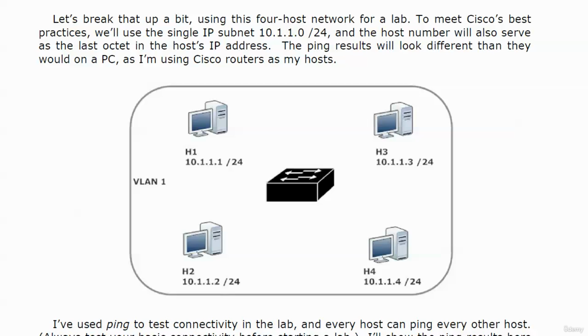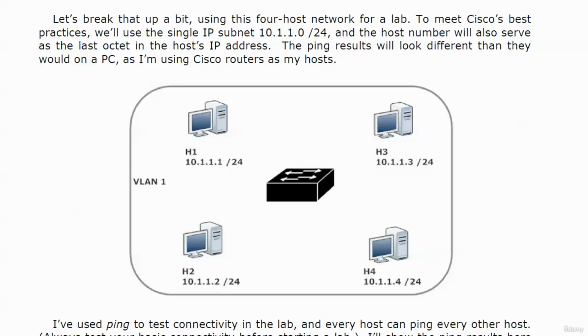And what we're going to do is configure the network so that a broadcast sent by host 1 is only forwarded to host 2 and vice versa. Hosts 3 and 4 should not see any broadcasts coming from hosts 1 and 2.